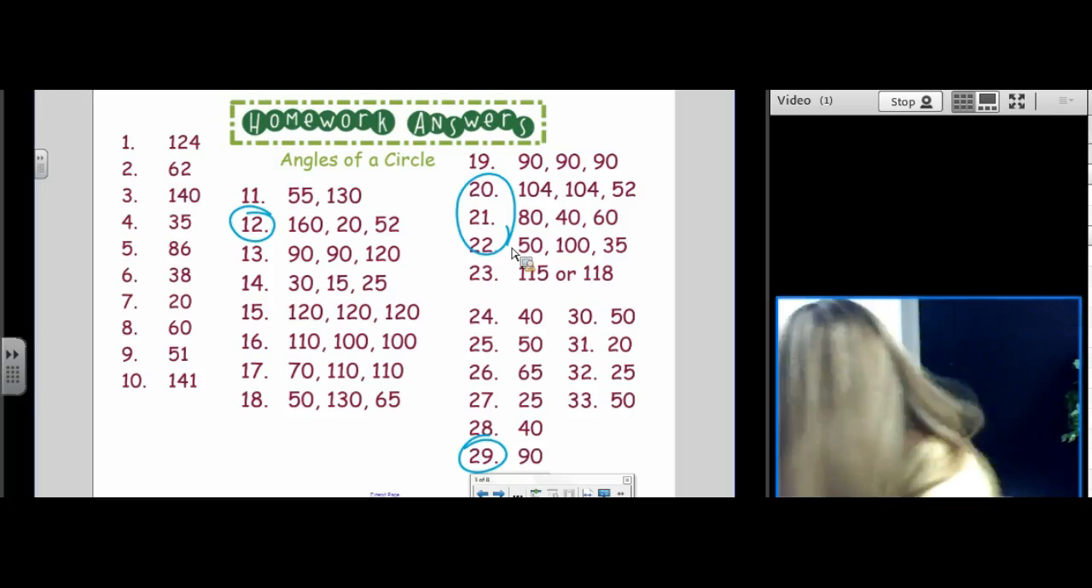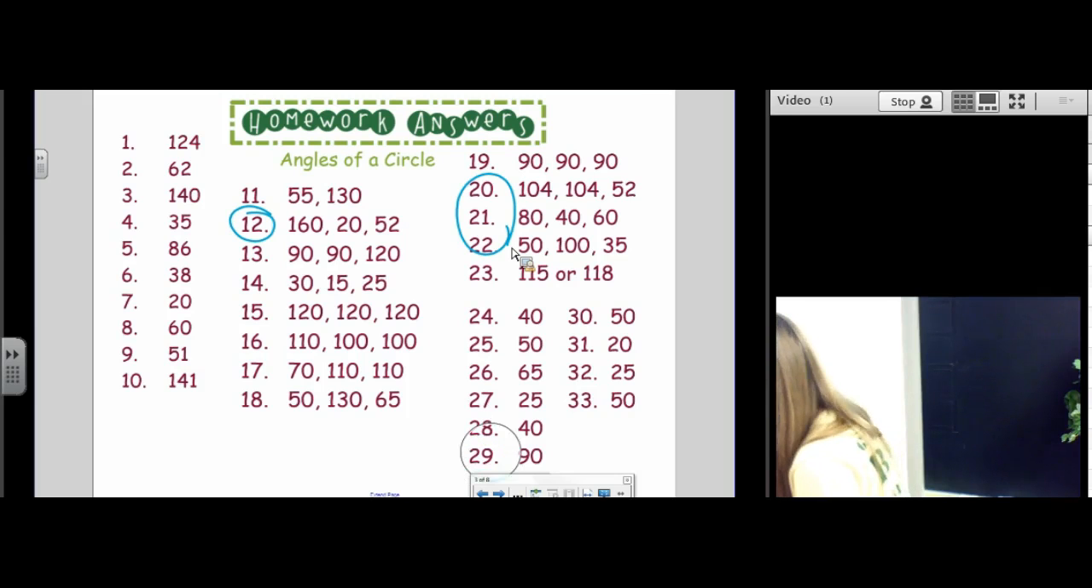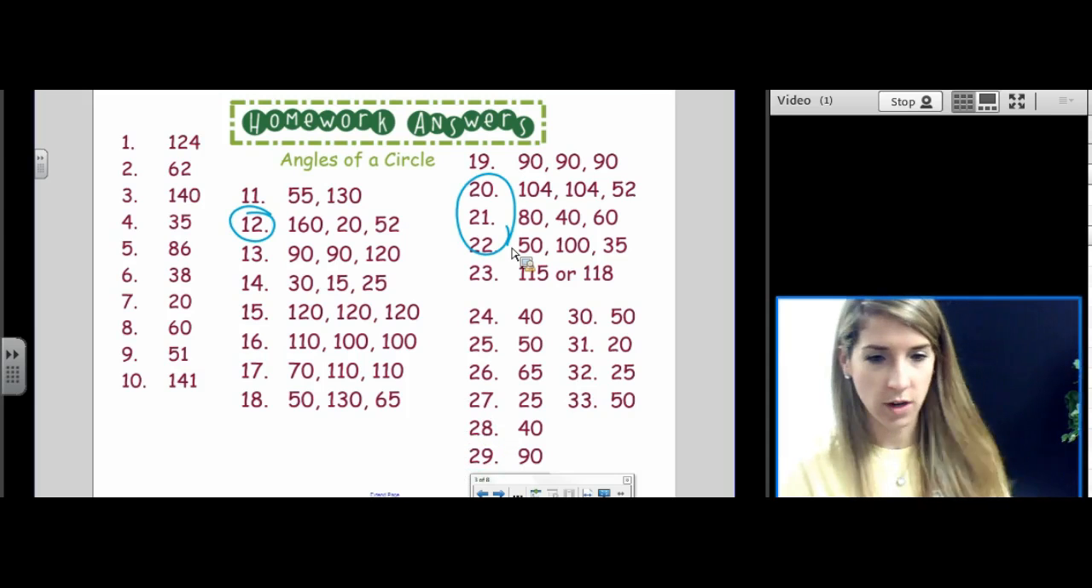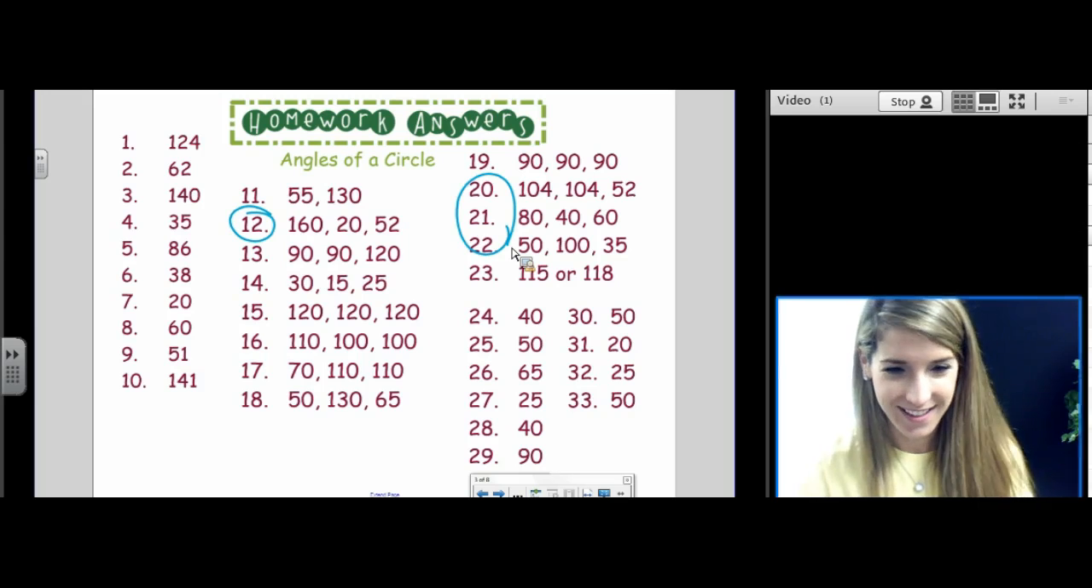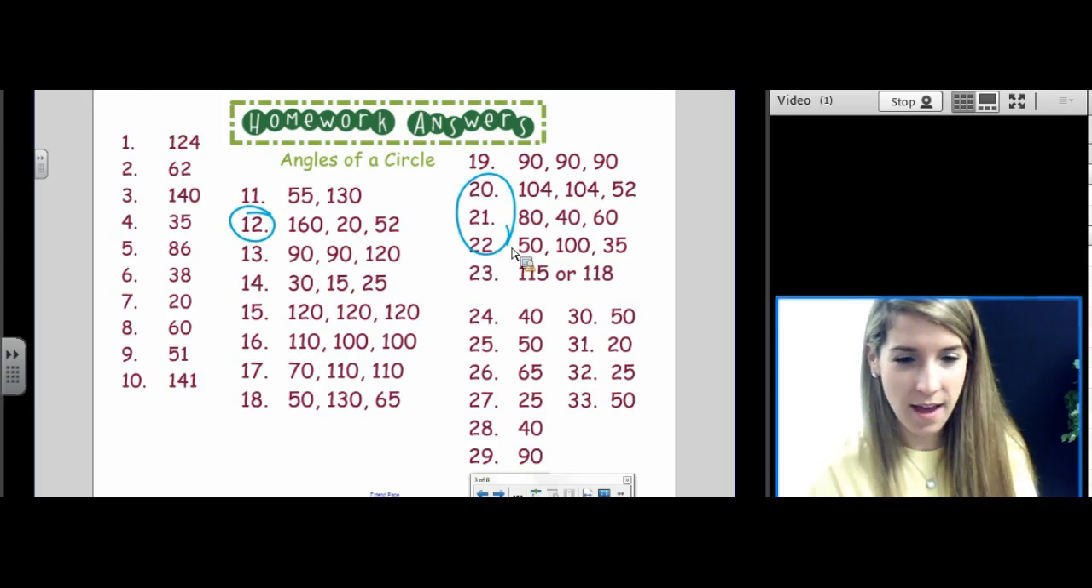Okay, any other ones then? This is the angles of a circle homework. Oh, good. Okay, ready? Number 12?